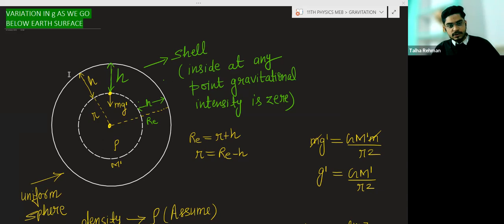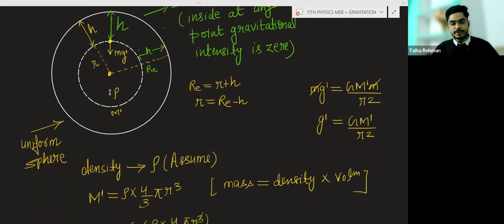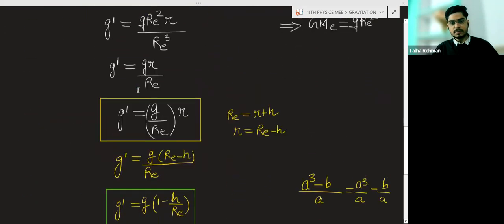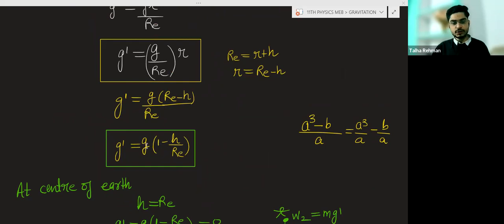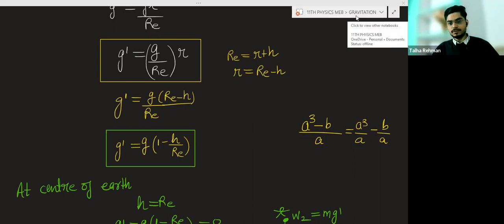So this is the Earth surface, and here at this point, which is at a distance h from the surface, we calculated the acceleration due to gravity, and it comes out to be g dash is equal to g(1 - h/Re). And what is h? h is measured from the surface of the earth to the point where we are calculating the acceleration due to gravity.